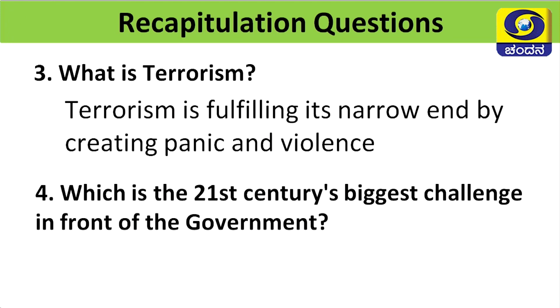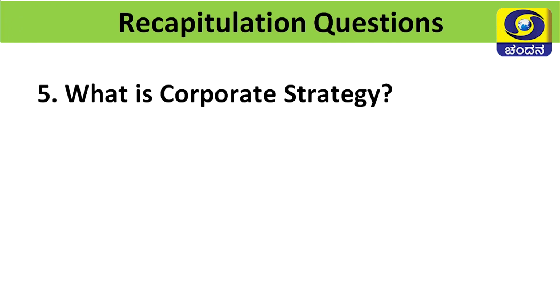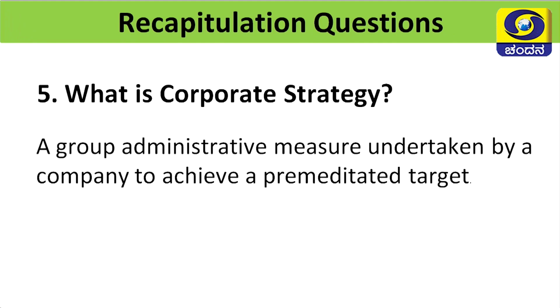Fourth question, what is the 21st century's biggest challenge in front of the government? Yes, your answer is correct, children. Corporate strategy is the biggest challenge in front of the government in the 21st century. Next question, what is corporate strategy? Yes, your answer is correct. A group administrative measure undertaken by a company to achieve a premeditated target. It means it is a premeditated target of the companies. That is known as corporate strategy. What is the main intention? To get more profit. So these are the corporate strategies. I hope you understood, children.